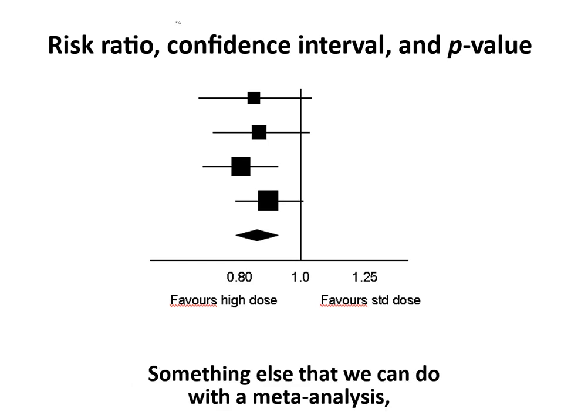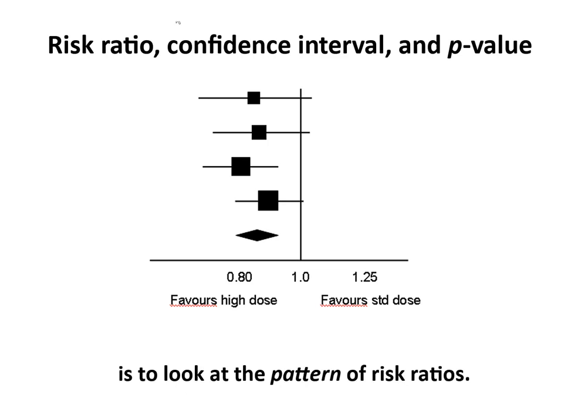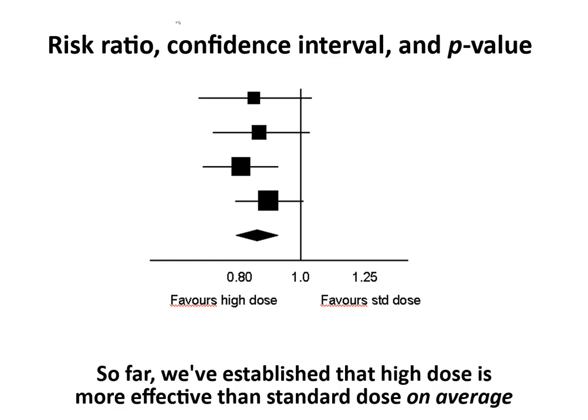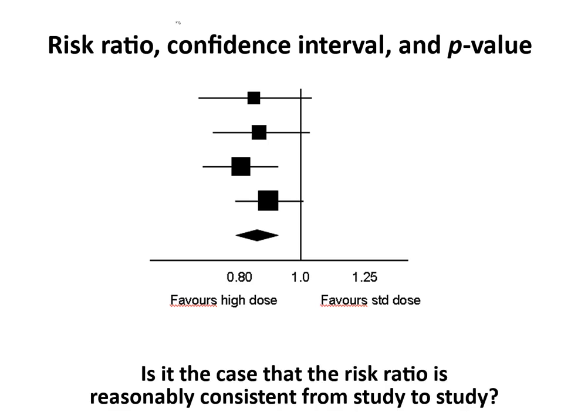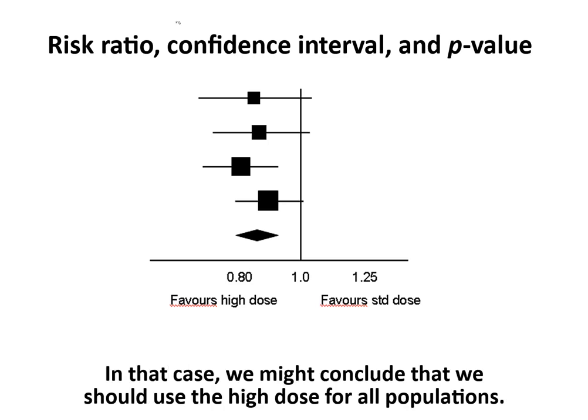Something else that we can do with the meta-analysis is to look at the pattern of risk ratios. So far, we've established that the high dose is more effective than the standard dose on average. But what does the pattern of results look like? Is it the case that the risk ratio is reasonably consistent from study to study? In that case, we might conclude that we should use the high dose for all populations.